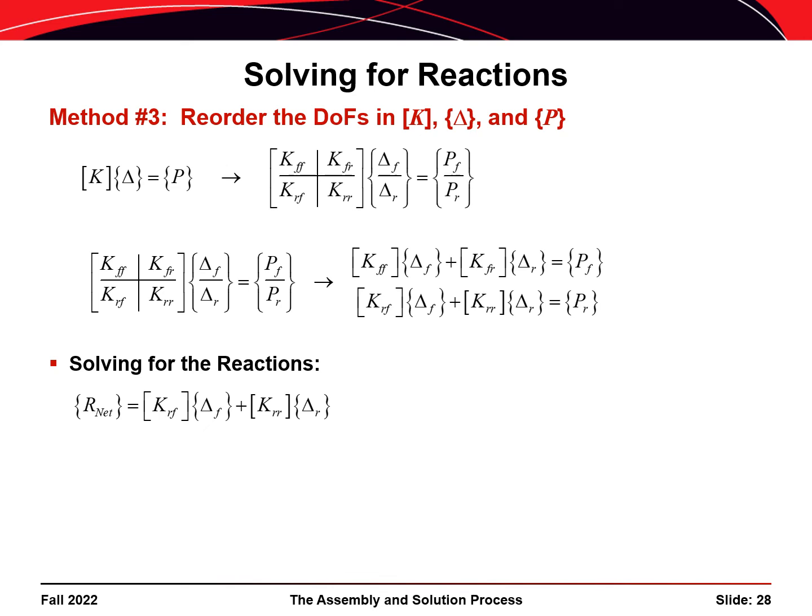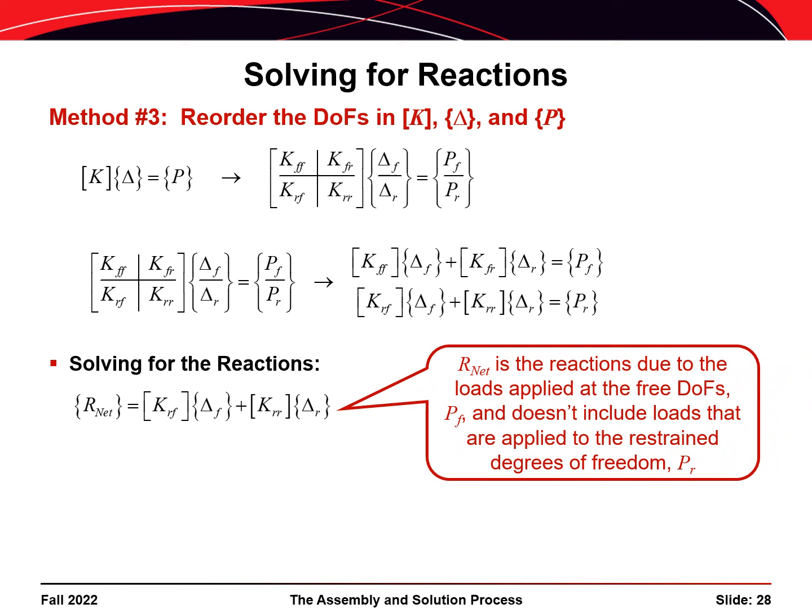However, R net in this equation is the vector of reactions due only to the loads that were applied to the free degrees of freedom, and it does not include any loads that may have been applied directly to the restrained degrees of freedom. In order to get to total reactions, we have to account for external loads that are applied directly to the restrained degrees of freedom, so thus we take R total equal to R net minus P sub R.